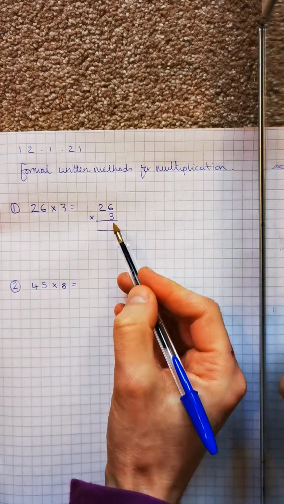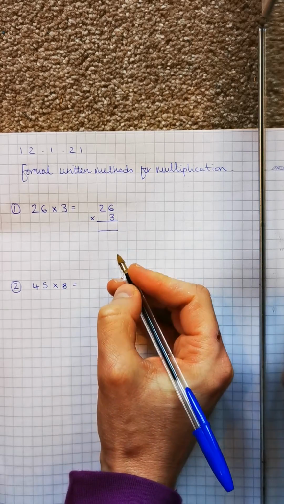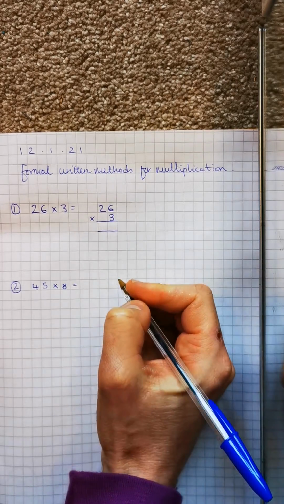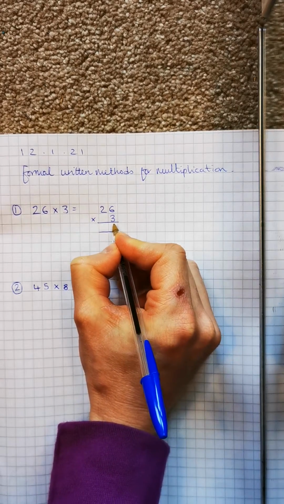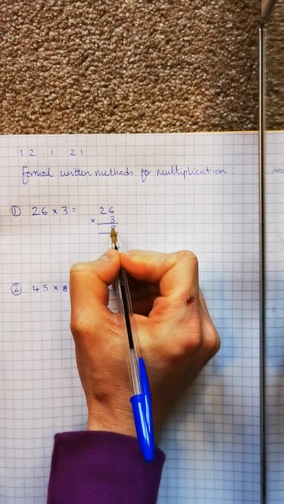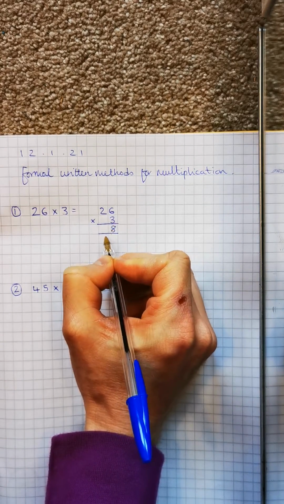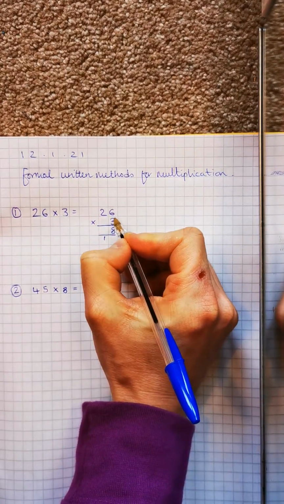So we can see we're multiplying 6 by 3. Now I know that 6 times by 3 is 18. In my ones column, 18 is made up of 8 ones and 1 ten. So I'm exchanging the 10 ones in the 18 for the 1 ten. I'm going to pop that underneath my tens column. I'm done with the 6.